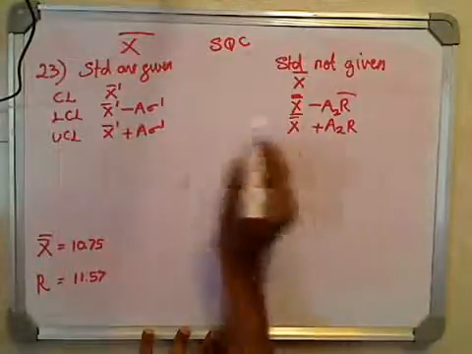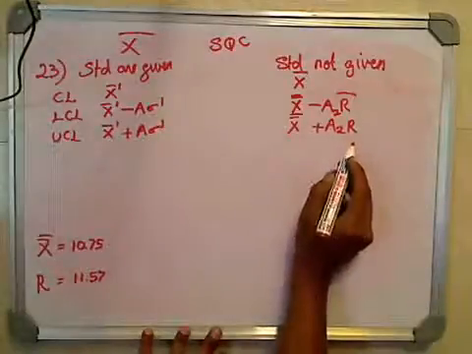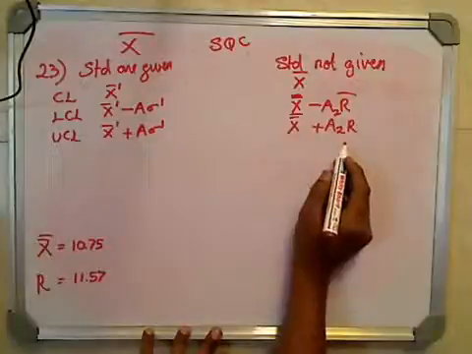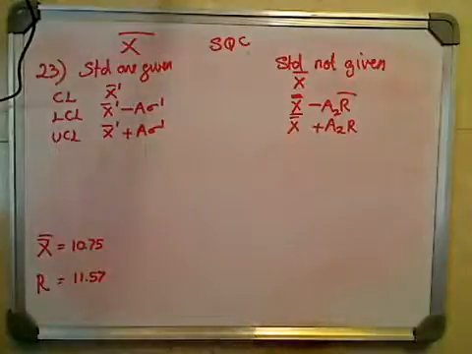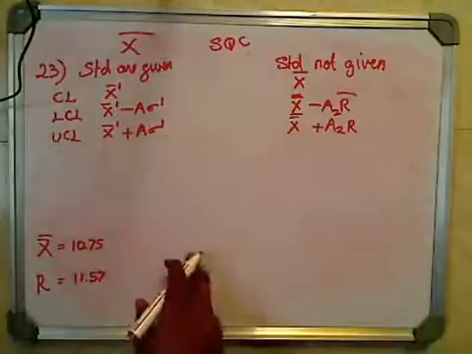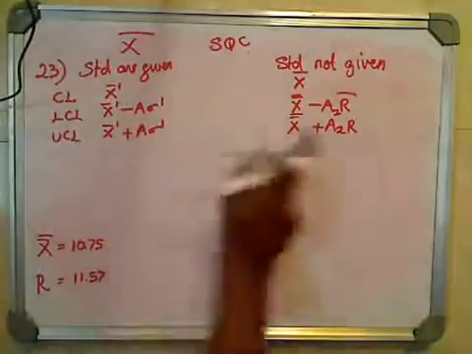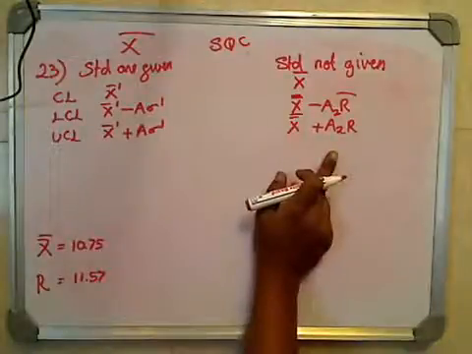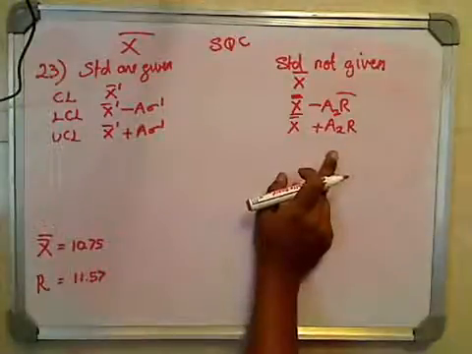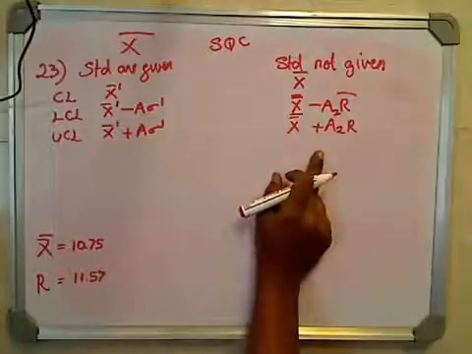But remember, values of A and A2 are different for different sample sizes. For example, here, the sample that you've drawn would be 4. The size of the sample you've drawn here is 4. In case the sample size is 5, the values of A and A2 will differ. So remember those values. The only way you can remember would be by memorizing them.